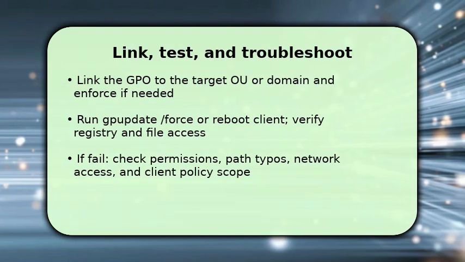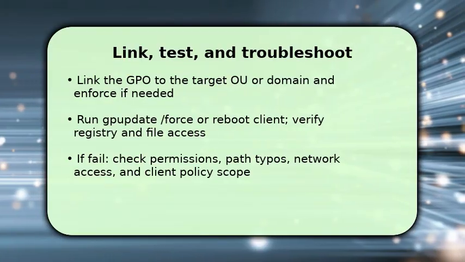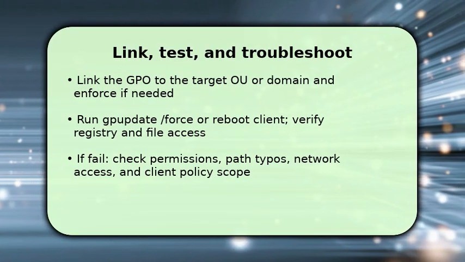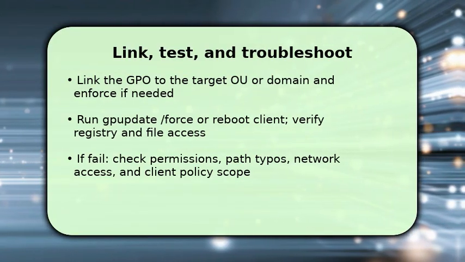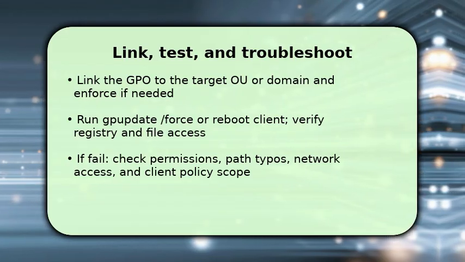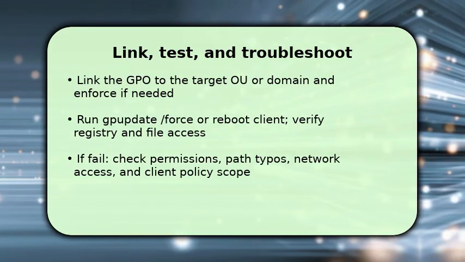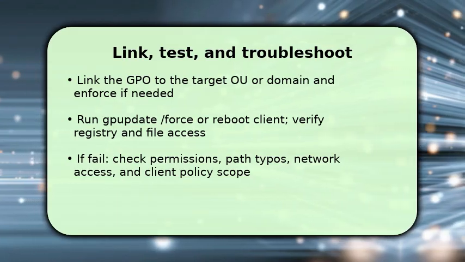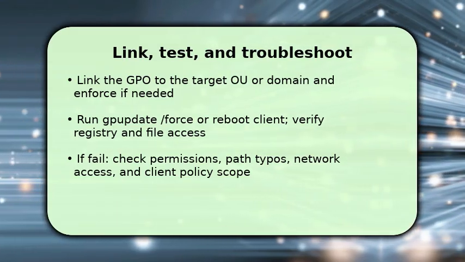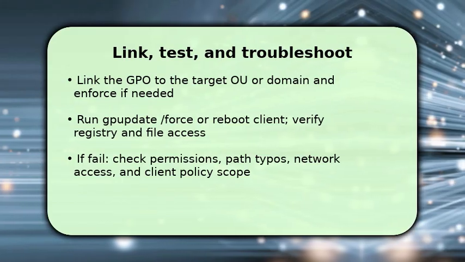Link the GPO to the chosen OU or domain and consider enforcing the link if other policies interfere. On a test client, run gpupdate /force and sign out or reboot to apply the wallpaper. Verify the HKCU registry key for desktop wallpaper and that the client can access the UNC path.